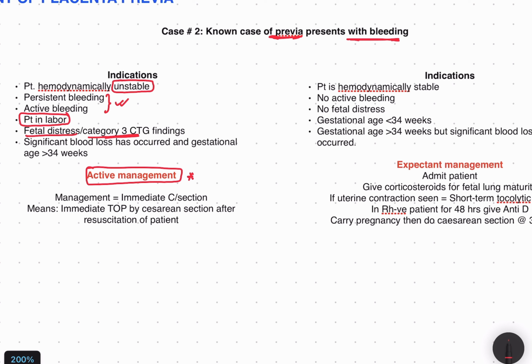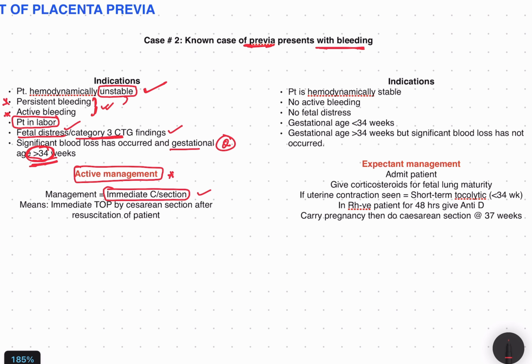Even if severe blood loss has occurred and the gestational age is more than 34 weeks, this is very important, you can go for immediate termination of pregnancy by cesarean section, obviously after resuscitating the mother. So first you stabilize the mother, then go for immediate termination of pregnancy by C-section. Please remember, no vaginal delivery, it's C-section.